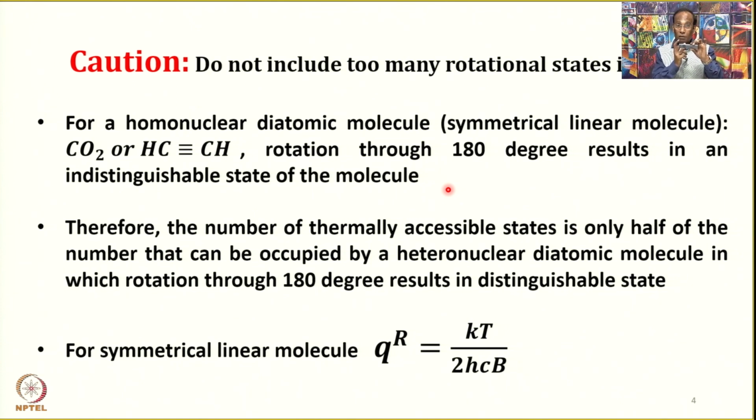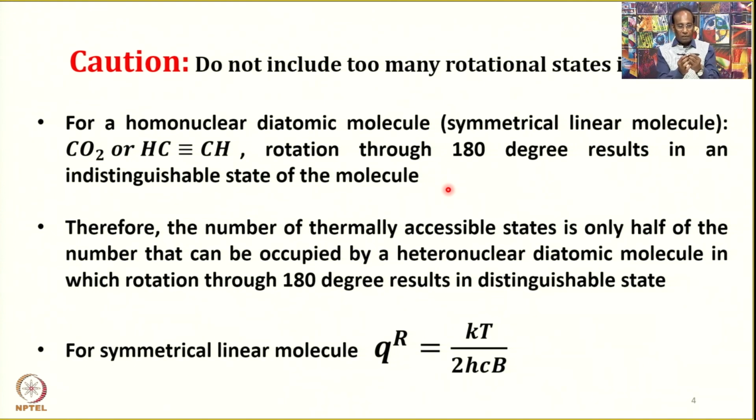So therefore, this way you may be counting the rotational states twice, just because a 180 degree rotation results in an indistinguishable state of the molecule. So the number of thermally accessible states is going to be only half of the number that can be occupied by heteronuclear diatomic molecules.